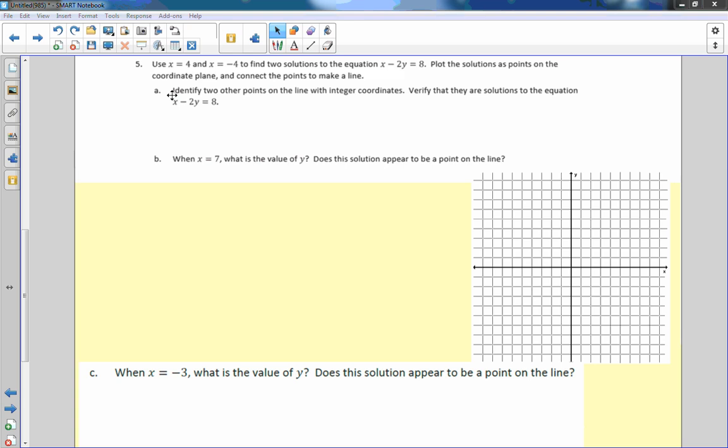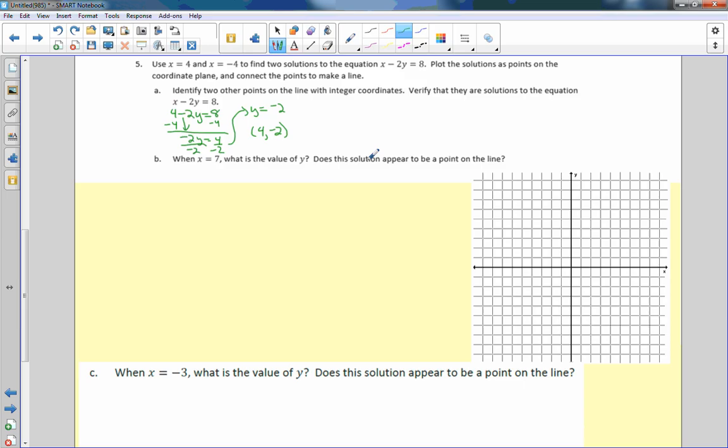Okay, here's number 5. It says to use x equals 4 and x equals negative 4 to find two solutions to this equation. So, plugging in 4 for x, I get 4 minus 2y equals 8. Subtract 4, negative 2y equals 4. And remember, do not forget that negative there. Divide by negative 2, and y will equal 4 divided by negative 2, which is negative 2. That is the point (4, -2). Go over here, 1, 2, 3, 4, down 1, 2, and there is my point (4, -2).